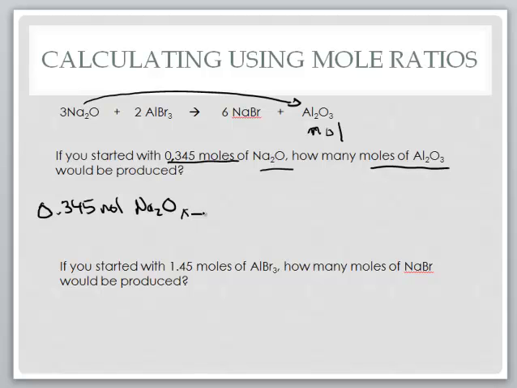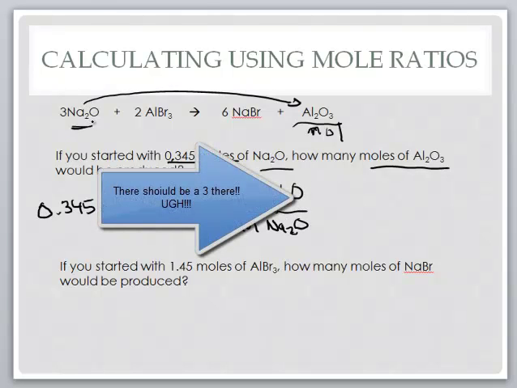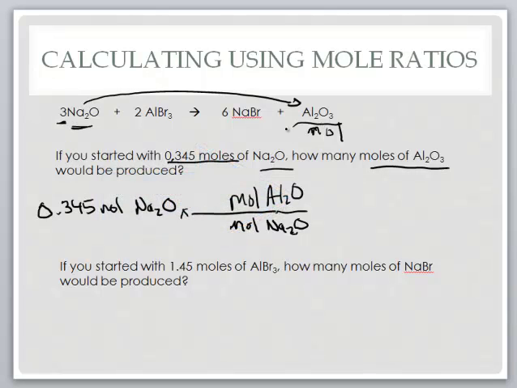Okay, the first thing I'm going to do is set up a conversion. Now, since I have moles of sodium oxide, I know from previous lessons on dimensional analysis, I'm going to start with moles of sodium oxide in the denominator. And what I want to do is go from this to this. So we write what's called a mole ratio. The mole ratio is the ratio of moles of sodium oxide to moles of aluminum oxide. And that ratio is the coefficient ratio. So we have 3 moles sodium oxide and 1 mole of aluminum oxide.